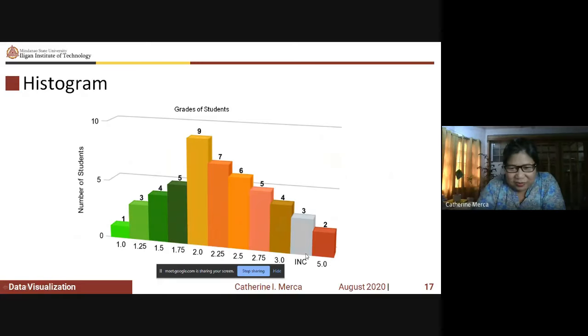So, no INC here. Hopefully, in our grades, we will have more here, the twos and the ones. If you take a look, there are 9 students that got 2.0. There are more on this side after 2, and fewer before 2. So, hopefully, yours will have more on this side, going toward here. Okay? Meaning, your grades would be 2 or better, or more than 2.